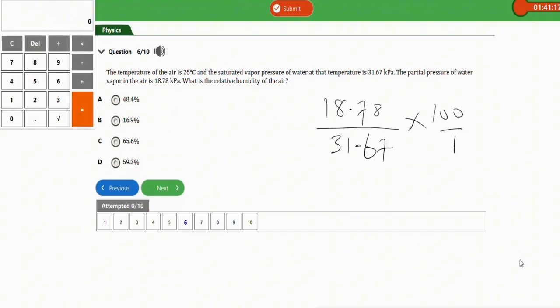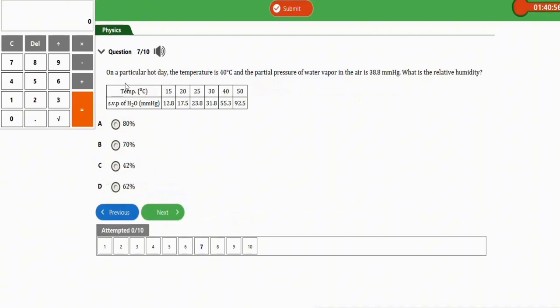Let's wipe this now and solve the next repeated question. Alright, so the next repeated question will be this question. It says, on a particular hot day, the temperature is 40 degrees Celsius and the partial pressure of water vapor in the air is 38.8 millimeter mercury. What is the relative humidity?